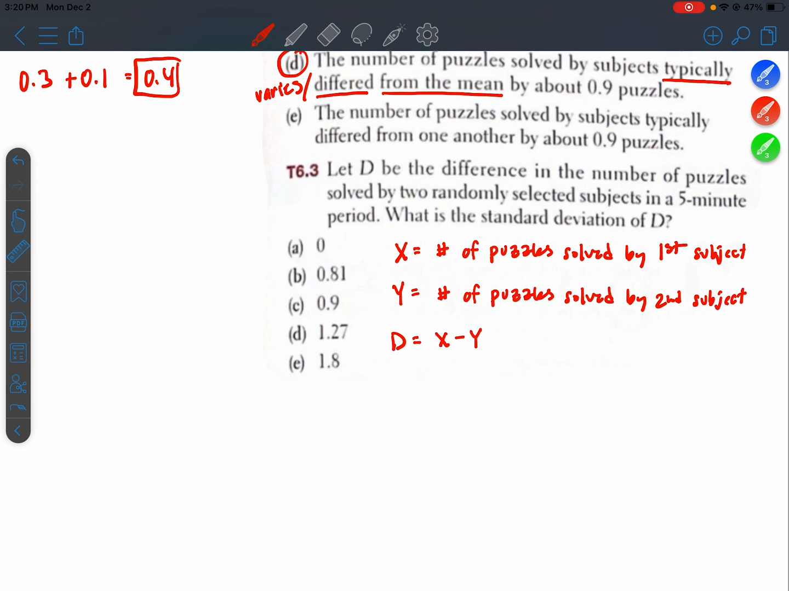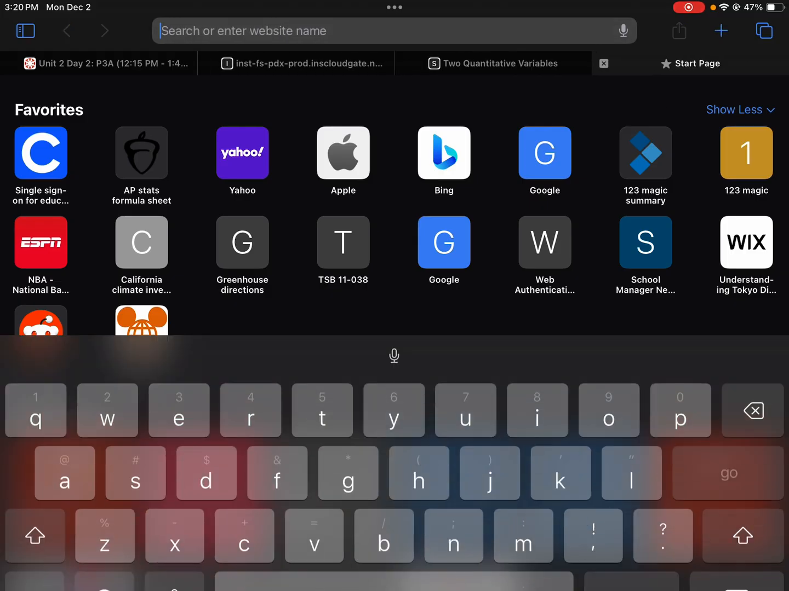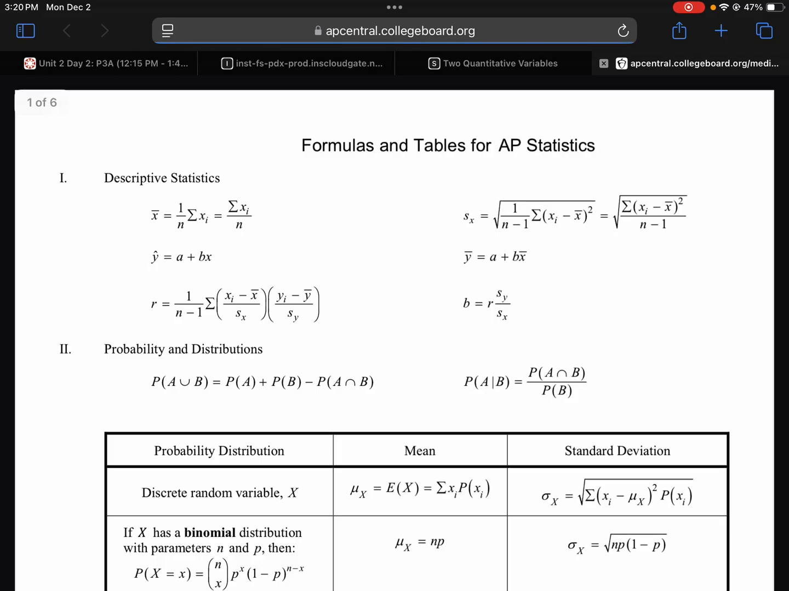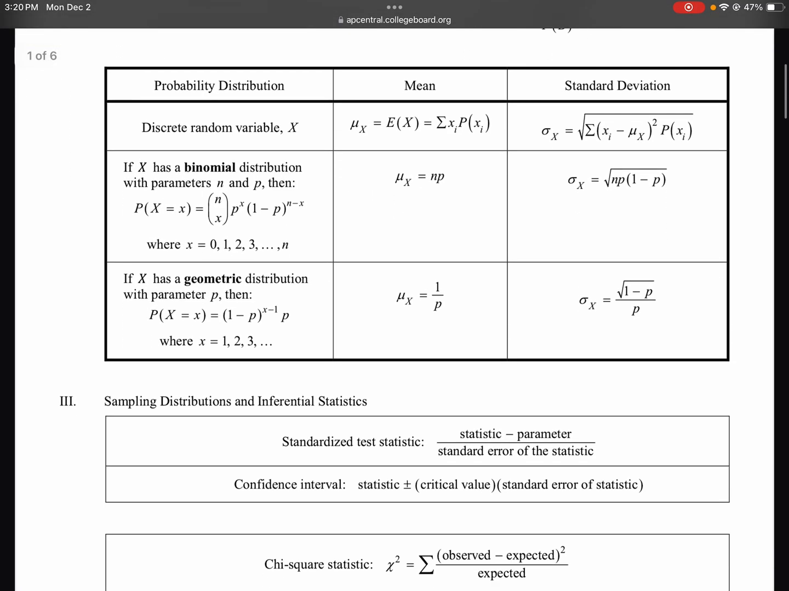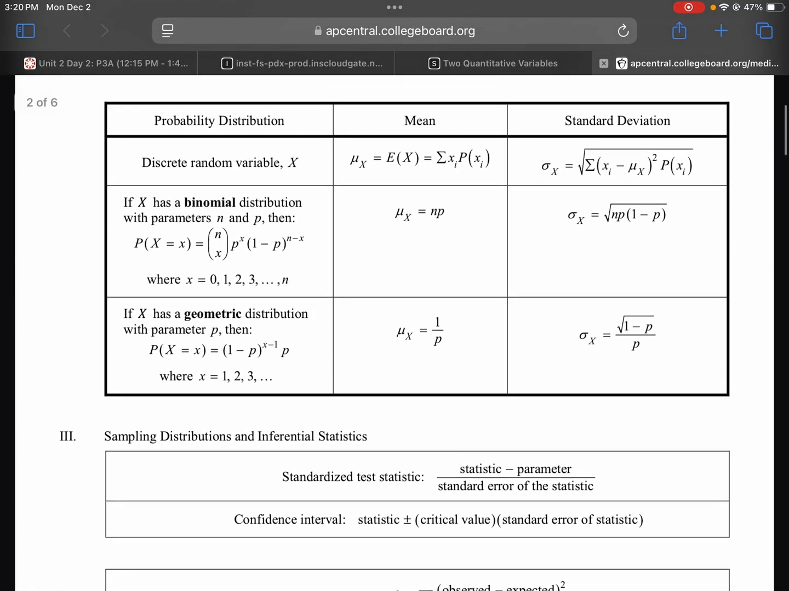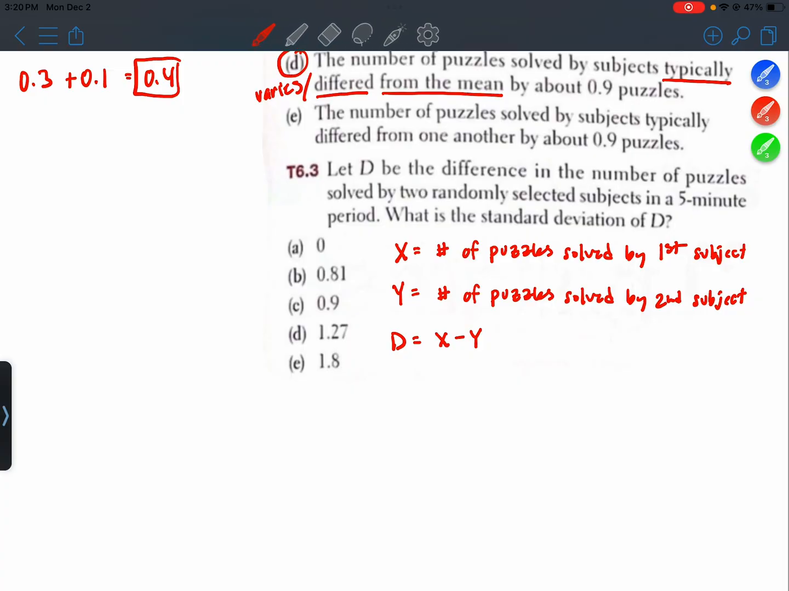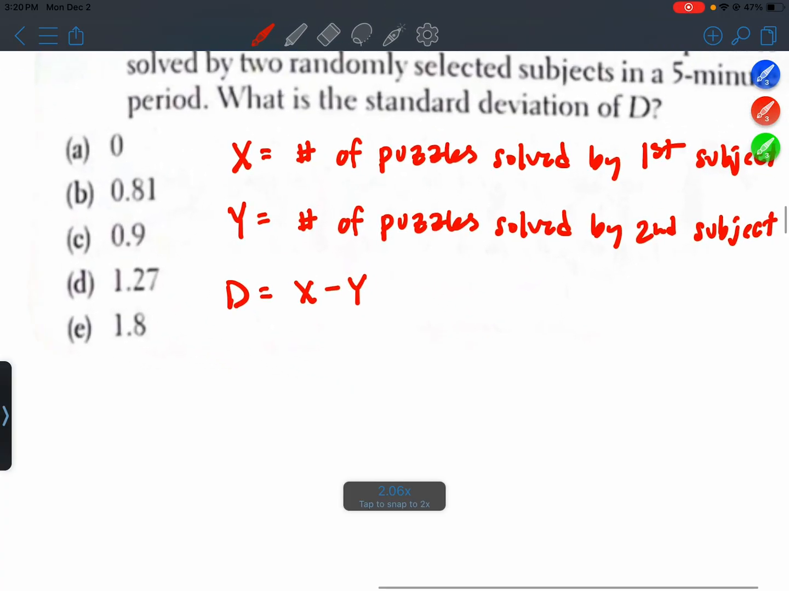We want to find the standard deviation of D. Now I'm wondering if there's something on the formula sheet that we could refer to. Let me quickly pull it up. It's right there. No, I should have known. There's nothing on this formula sheet that will help us. There are some formulas, so you do have to kind of memorize them.